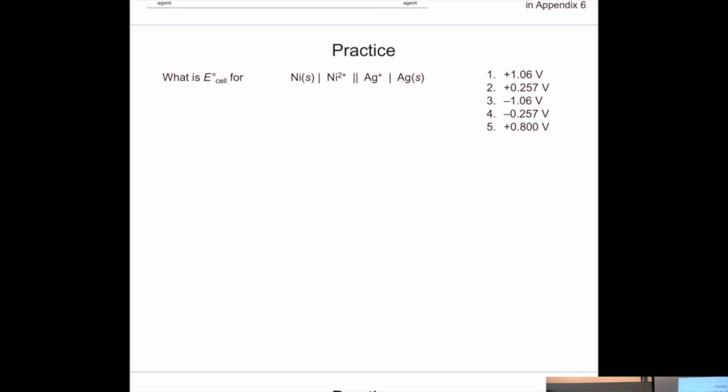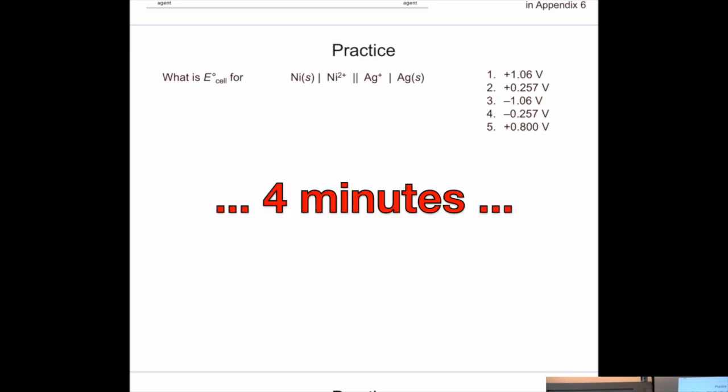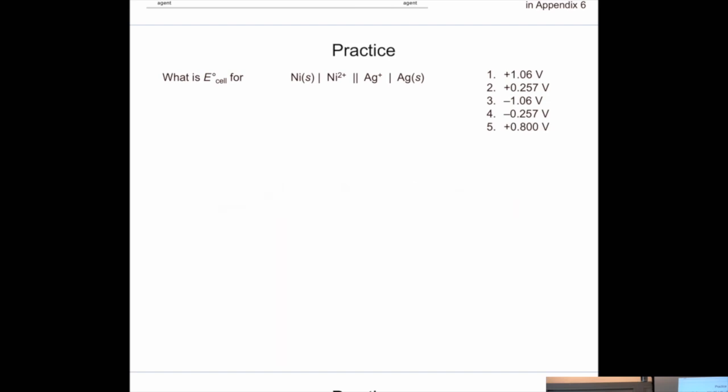See if you can solve this one. Calculate E naught for the cell. You have to look at your table. You have to interpret this shorthand, and you have 5 answer choices. You shouldn't have to do too much to solve this problem. So in fact, I'm going to stop you now, because if you're still working on it, that may mean that you're going the wrong way about it, or you're doing too much to figure this out.